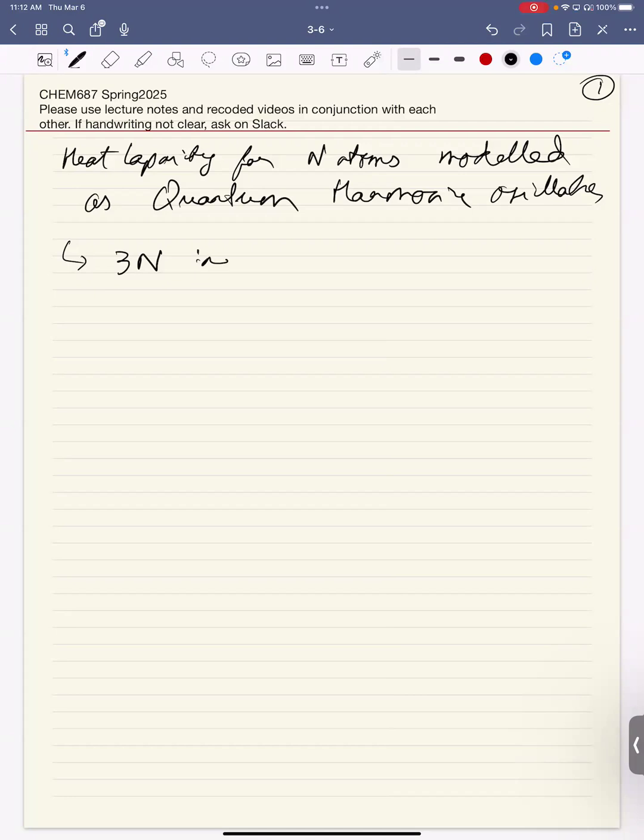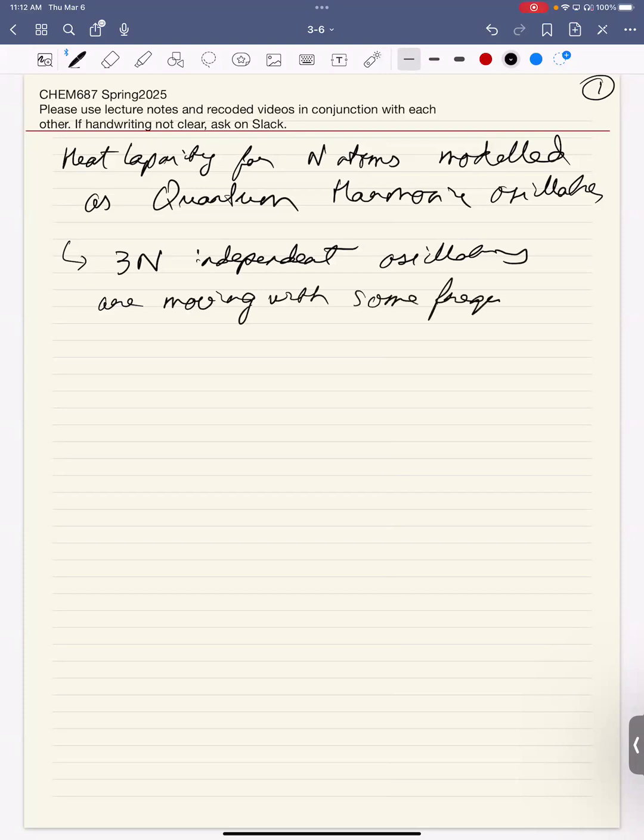So we have 3n independent oscillators. What are these oscillators doing? They are moving, right? They are moving with some frequency, which we don't know a priori. And as I mentioned earlier, when I said that Einstein was wrong and Debye was correct, it all boils down to what these frequencies are. And we'll get to that probably by the end of today or Tuesday's class.